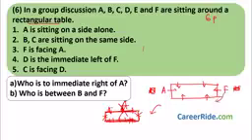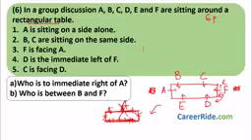Immediate left of F is this, because F is facing inside. So this will be left, this will be right. Immediate left of F is D. C is facing D, so C comes over here. We know B and C are on the same side, so B and C come over here. What remains is E. This is our sitting arrangement.